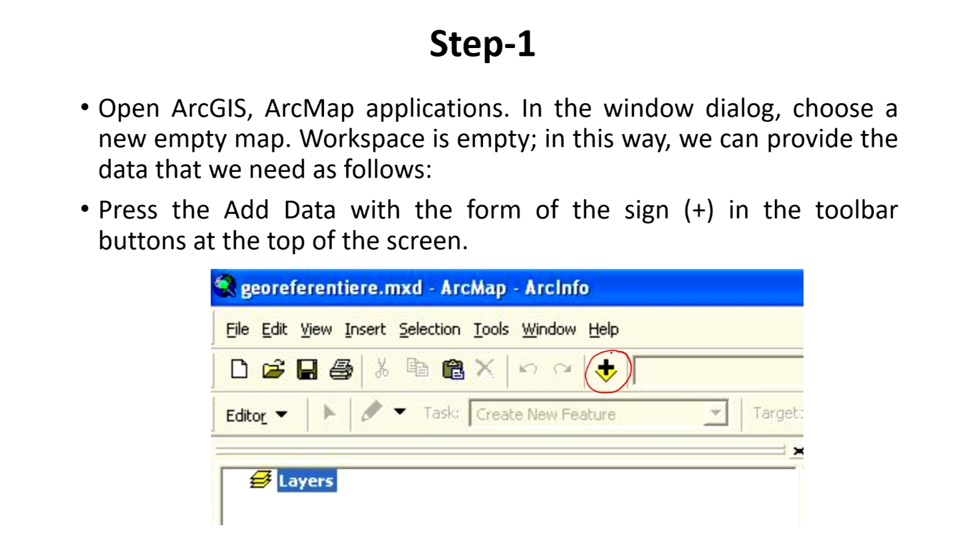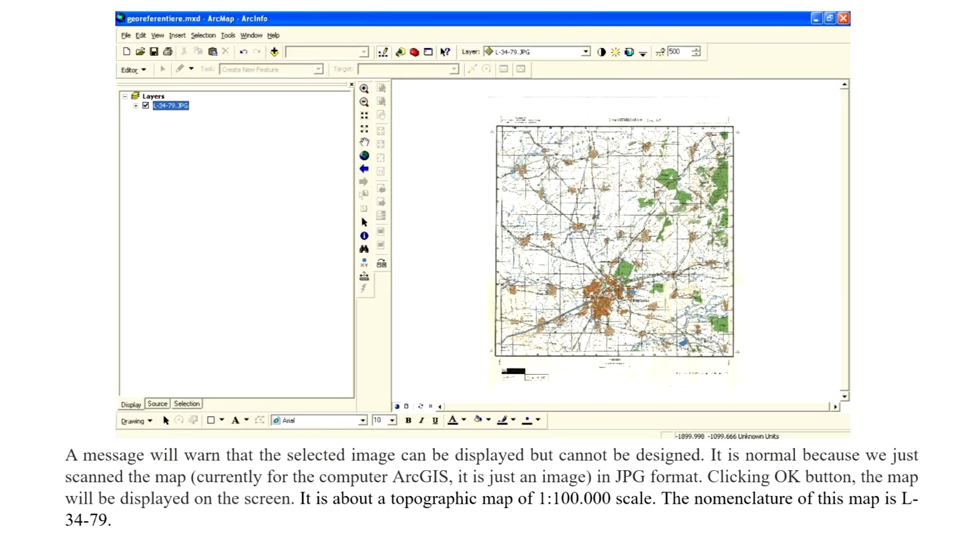So here we will show you how we can georeference a topographic map. First we have to open the topo sheet with the help of this plus sign, and in this layer option you can see all the layers or the files which you have opened. So here we have opened a topo sheet. The topo sheet name is L3479 and it is in JPEG format. So here you can see in this layer this image is opened and you have to georeference this topo sheet.